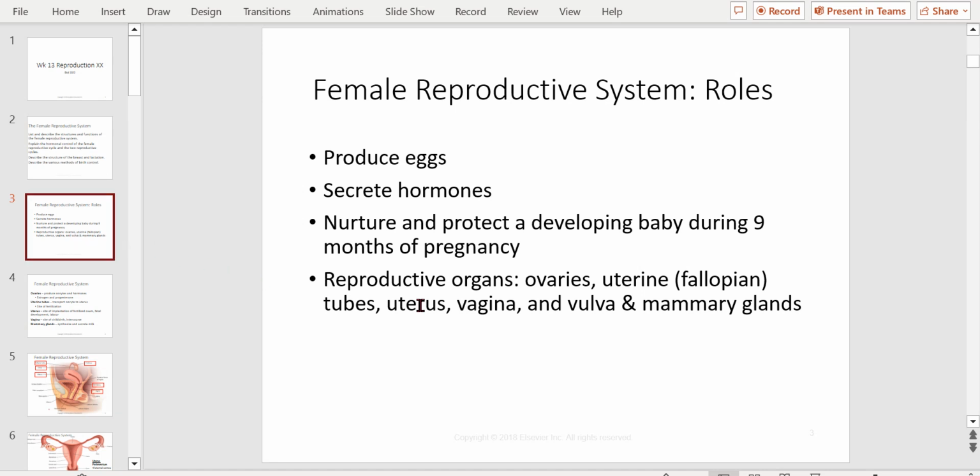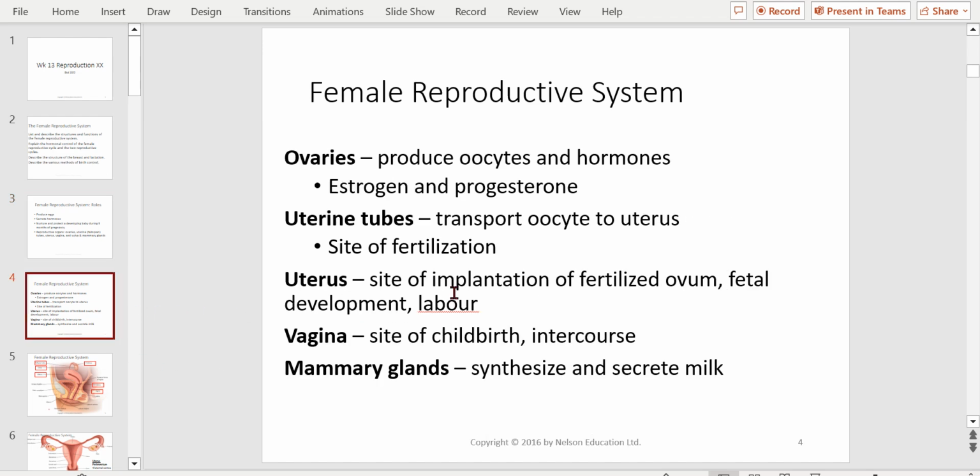The whole point, the roles of the female reproductive system: produce eggs, secrete hormones, nurture and protect the developing baby during 9 months of pregnancy. Reproductive organs include ovaries, uterine or fallopian tubes, the uterus, the vagina, vulva, and mammary glands. Ovaries produce the oocytes, those are the eggs, as well as hormones, estrogen and progesterone, which have completely different functions, which we'll get into.